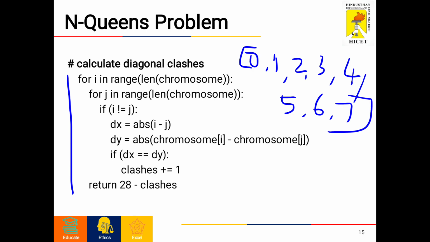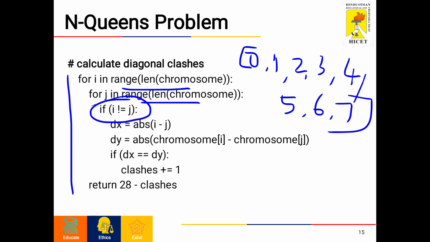So this is an individual. This represents the queens' positions on the chessboard. What is the length? The length is 8. So i and j iterate over the length of the chromosome. This condition is checked in order to ensure no queen is compared with itself.